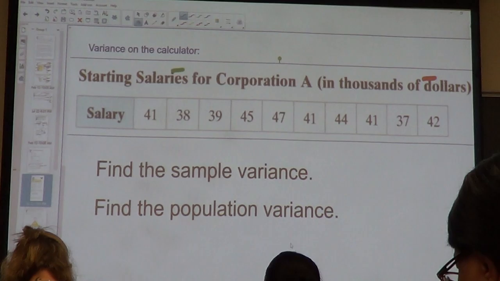We're finding the sample variance and the population variance.